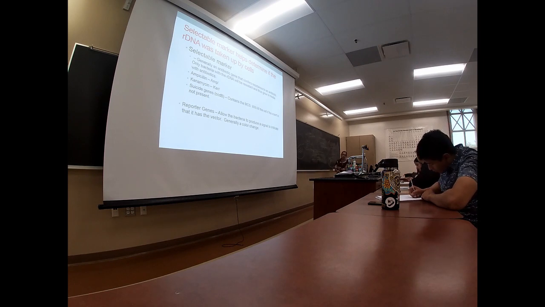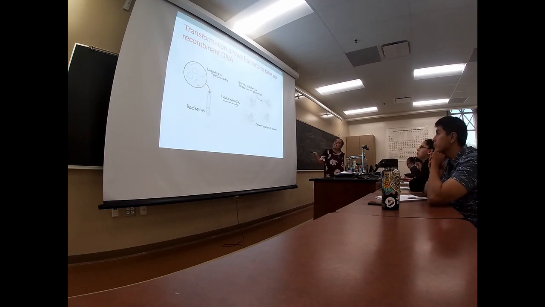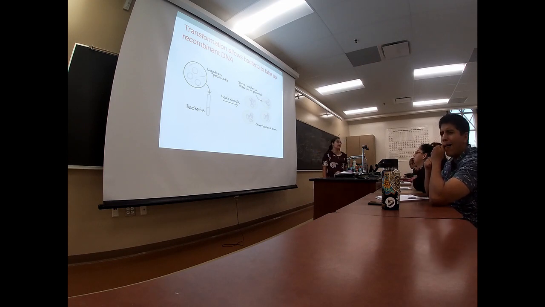So that's how you select. So if you go back to this picture, if we selected here, and let's just say that that resistance gene is in red, and let's say it's ampicillin, which of these is going to die if we treated these bacteria with ampicillin? Is this going to die? Yes. Is this one going to die? Yes. Is this one going to die? Yes. Is this one going to die? No, because it has the plasmid that has the gene on it.